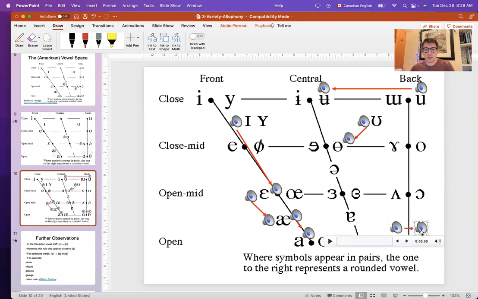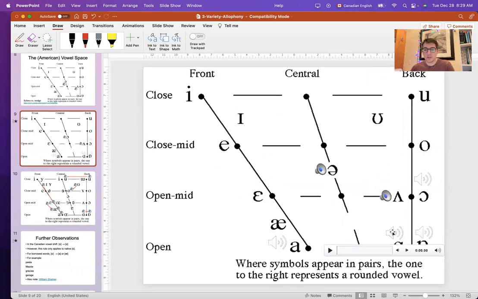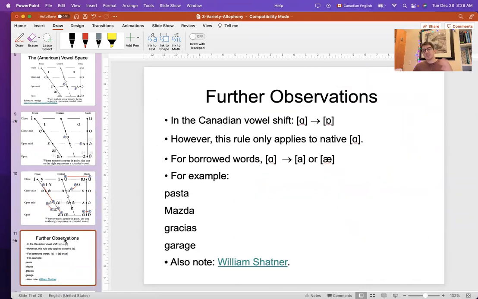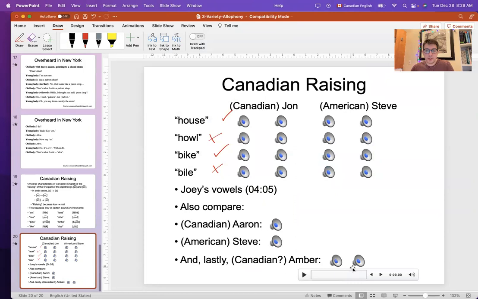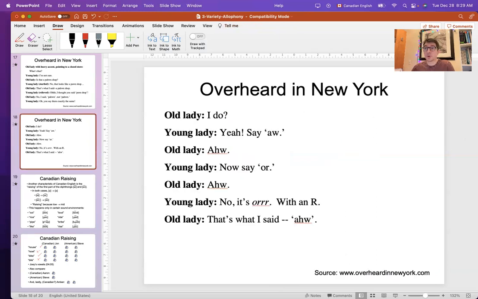So one is rounded, one is not. And lastly, sometimes this Canadian raising is not observed with every speaker in Canada, or with every speaker of Canadian English, and you can hear it very clearly here with Amber. "House." "Howl."